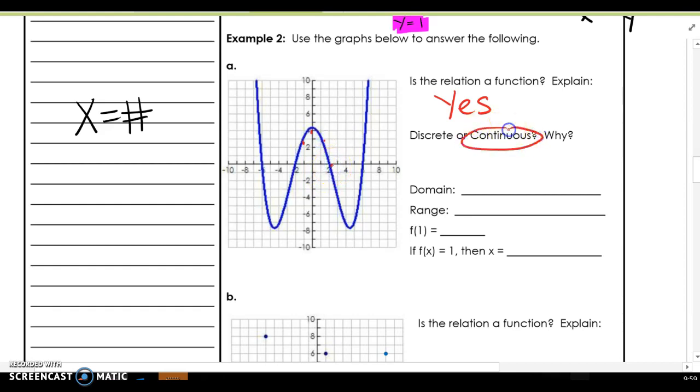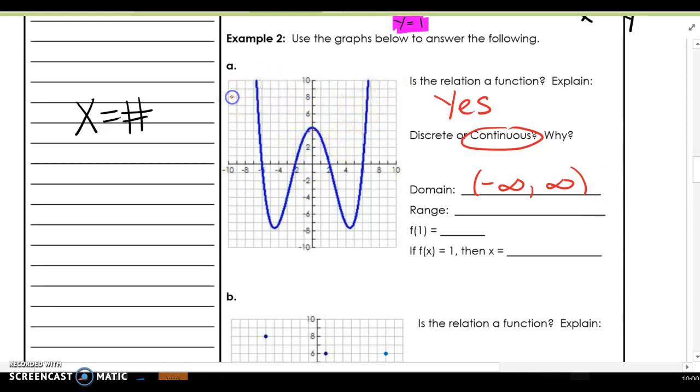This is continuous data, which means there should be arrows here. This is continuous data because the points are connected to form a line or a curve. And the domain, since we are saying there are arrows here, that means that as I move left and right on the x-axis, every x value has an associated y value. So the domain is all real numbers, which would be written -infinity to +infinity.